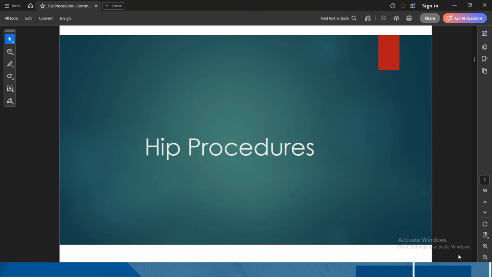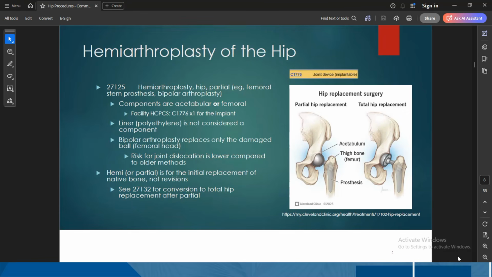Next we will see common hip procedures using the CPT codes. First one is hemiarthroplasty of the hip. What is hemi, basically? Hemi means half. Arthroplasty means joint replacement. So here the physician will perform replacement of one component of the hip, and that we call hemiarthroplasty. For example, if you see this one, partial hip replacement, the physician will replace only one part, either the acetabulum or the femoral.